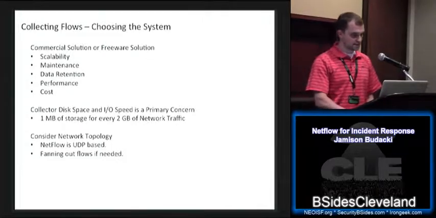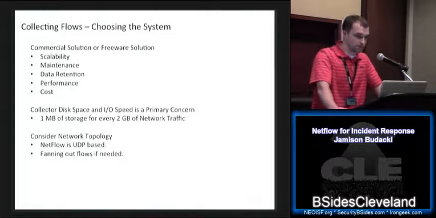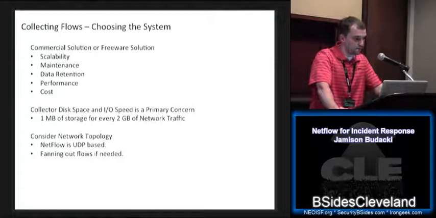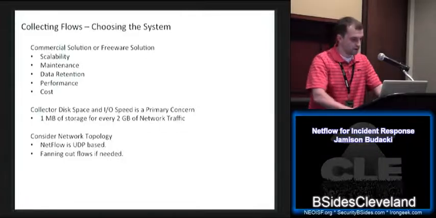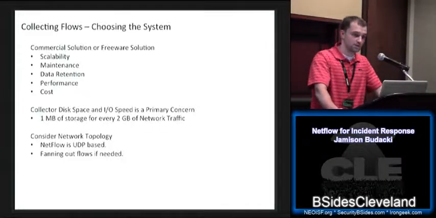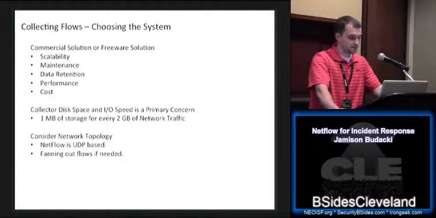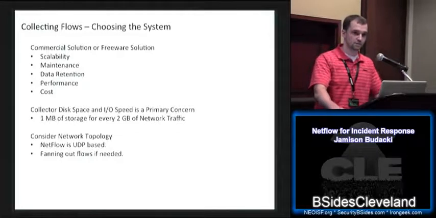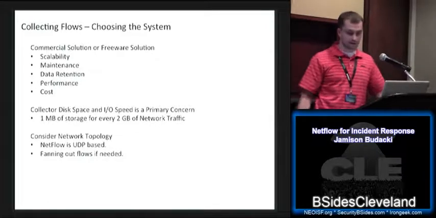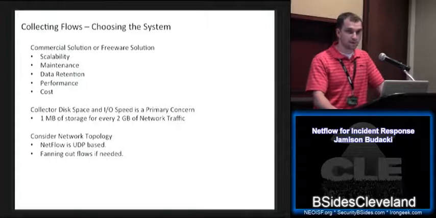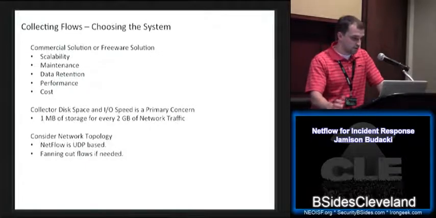Since disk space is a big concern, a general rule of thumb is that you need 1 meg of storage for every 2 gig of network traffic. Another thing you're going to do is consider your network topology. Since NetFlow is UDP based, you're not going to want to send flows from India all the way back to Cleveland, because some flows may not make it back. Also, you need to fan out flows if needed, as I alluded to earlier.